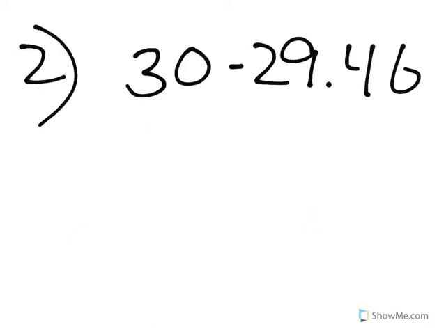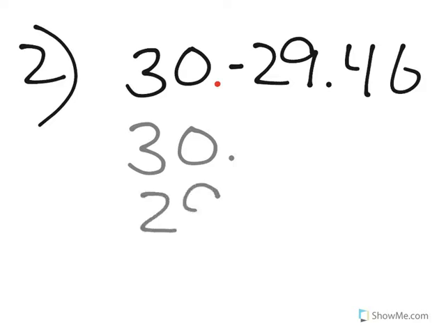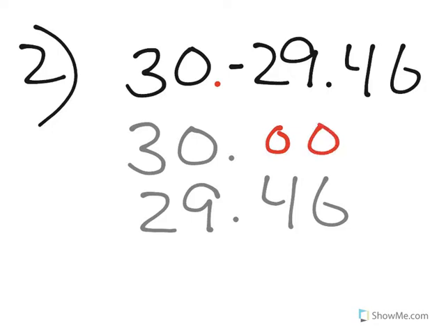Okay, if you missed number 2, again, you probably did not line up your decimals. Remember that 30 has a decimal at the end, so you need to line it up. Place your decimal there. I would go ahead and annex some zeros. And remember, you are subtracting.